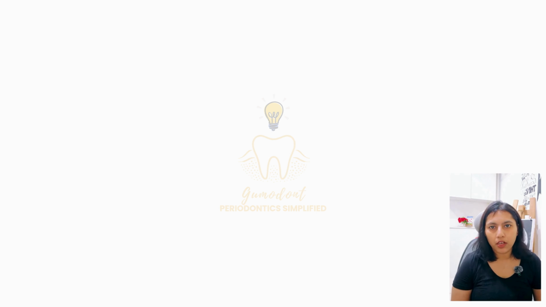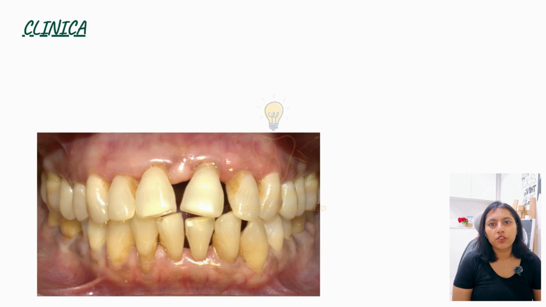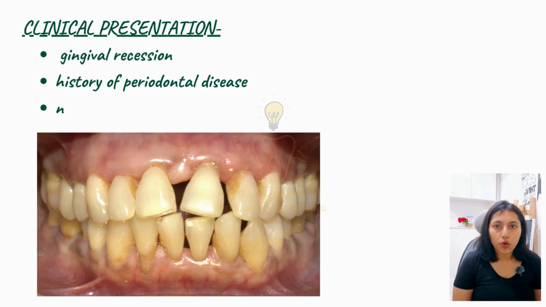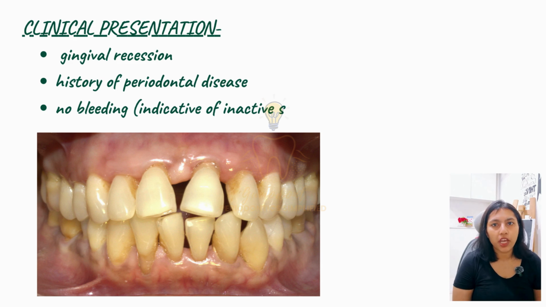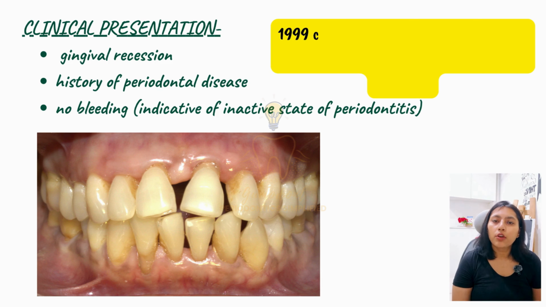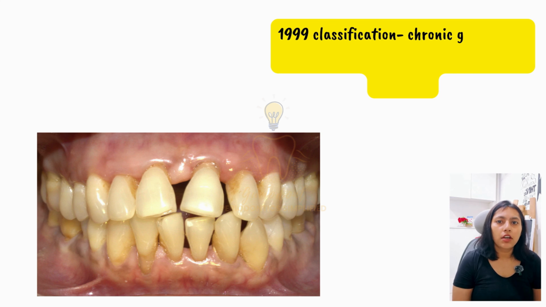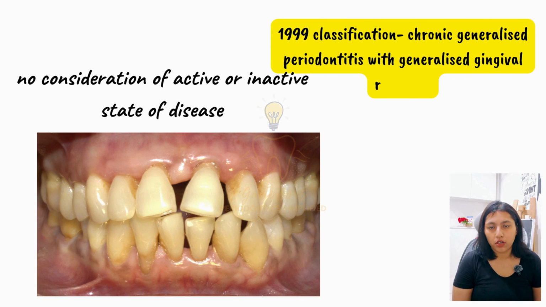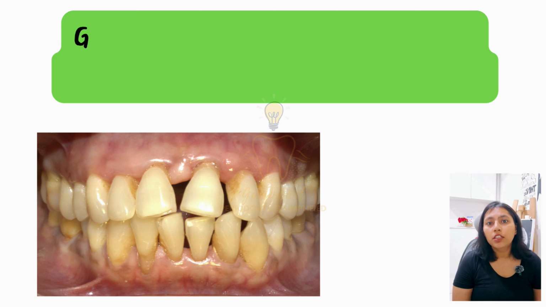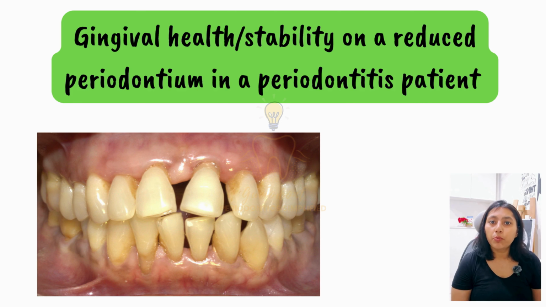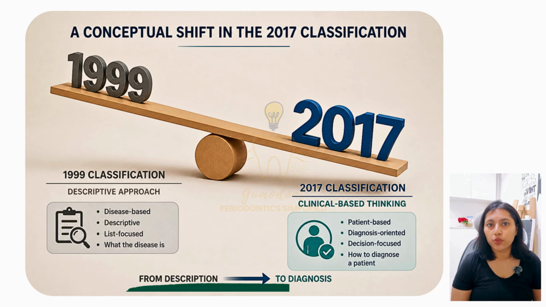Now let me give you one simple clinical example. A patient comes with gingival recession. There is a history of periodontal disease, but currently there is no bleeding, no inflammation or no sign of active disease. Now how would you classify this? Earlier, we would label this as chronic generalized periodontitis with generalized gingival recession, irrespective of whether the disease was active or not. But now we understand that this patient is actually healthy but with a reduced periodontium. And this is one of the biggest conceptual shifts introduced in the 2017 classification.